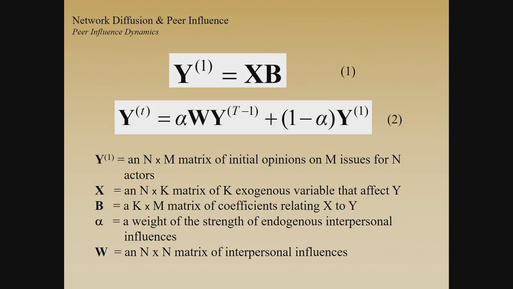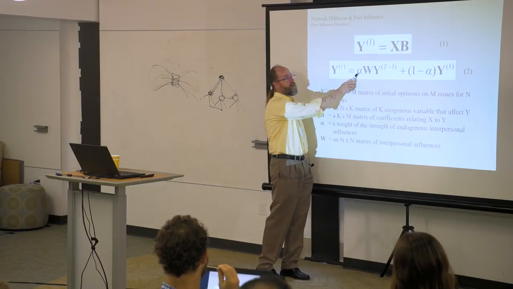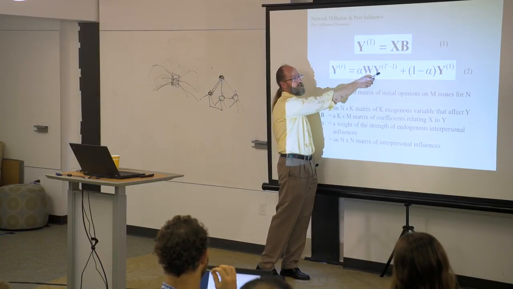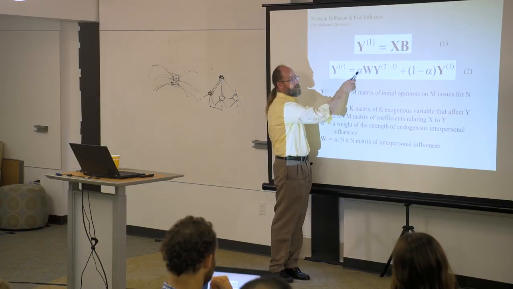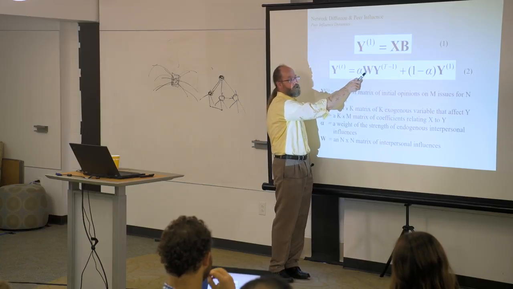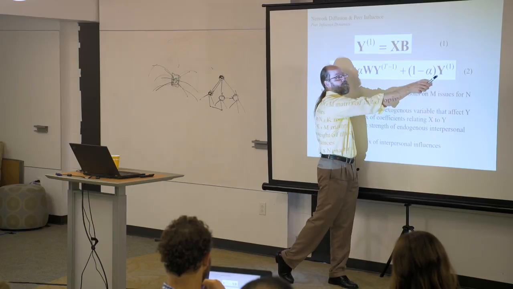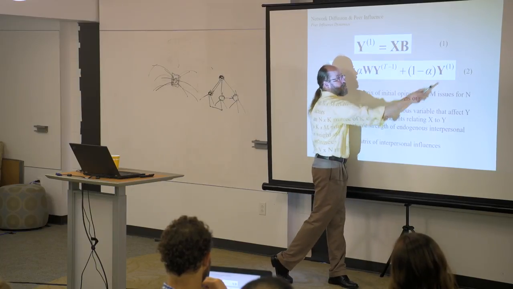The model looks basically like this. This is the part that motivates it. So I have some vector of behaviors or attitudes at time one, and that's a function of who I am, right? So I come into the setting thinking a certain thing because of who I am and my background. And then over time, I have some function of my prior behaviors, at T minus one, which is a balancing between this interpersonal influence matrix, so the people I talk to, and my own beliefs at time one.